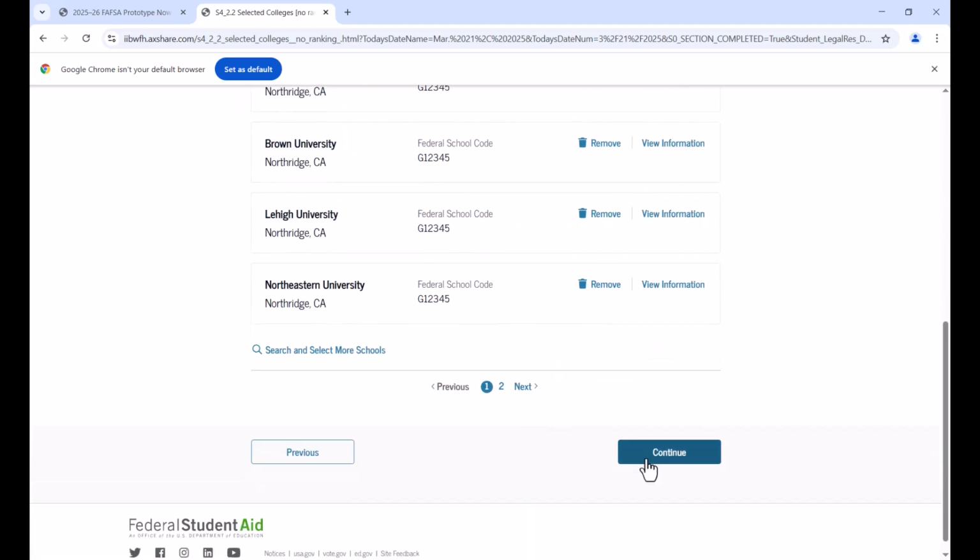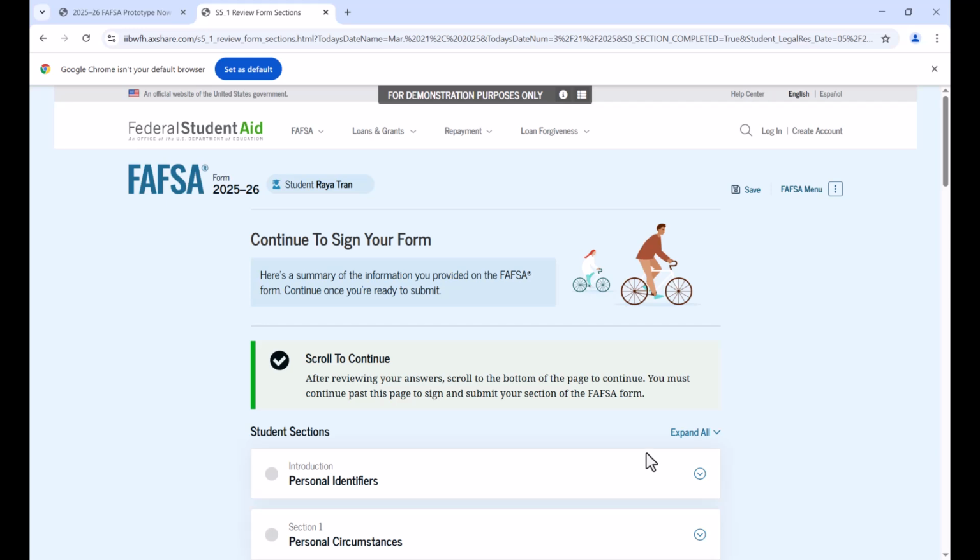And just note that if, for whatever reason, a student decides they want to go somewhere else and they've already submitted their FAFSA, they can go back in and add that school if they did not previously. So just keep that in mind as well.